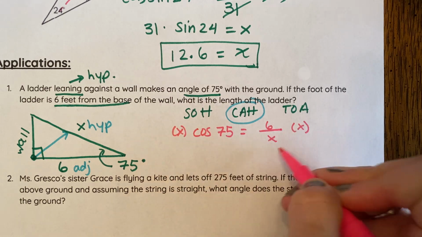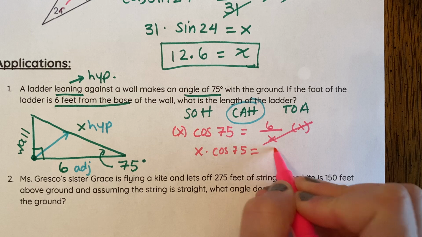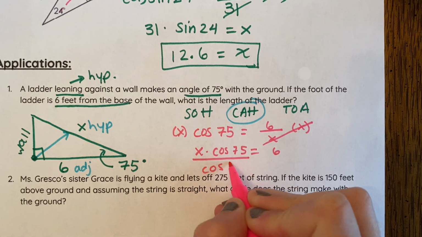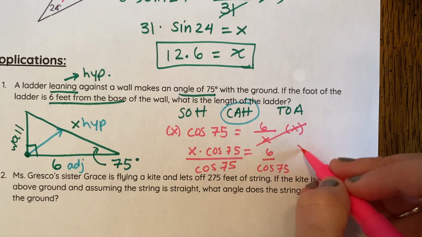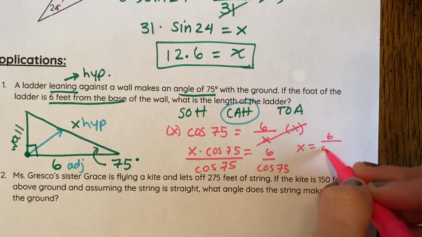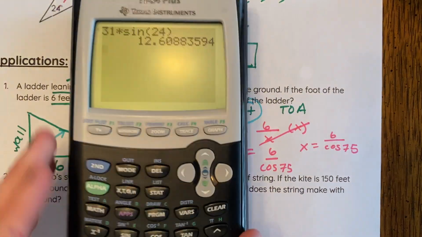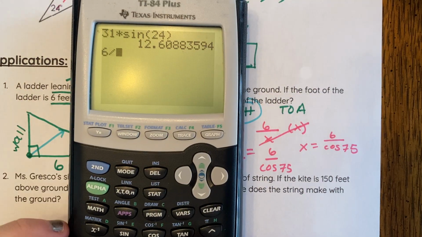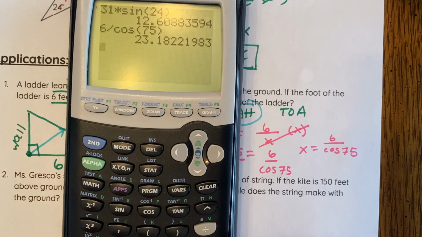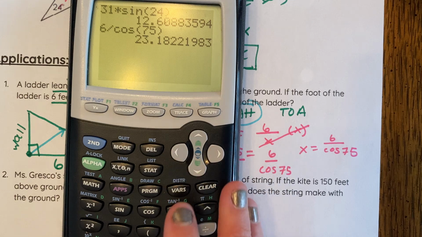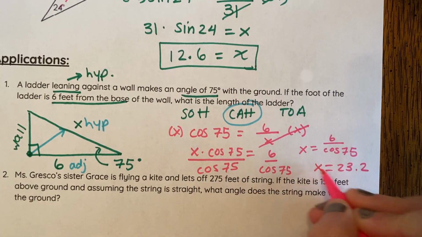Let's multiply each side by x. So x times the cosine of 75 equals 6. Divide by cosine 75. So x is equal to 6 over the cosine of 75. And when I plug that into my calculator, 6 divided by the cosine of 75, I get 23.2. So x is equal to 23.2.